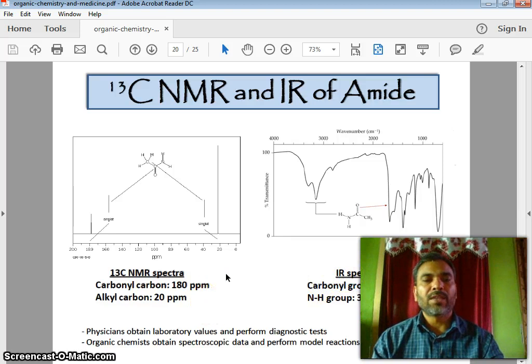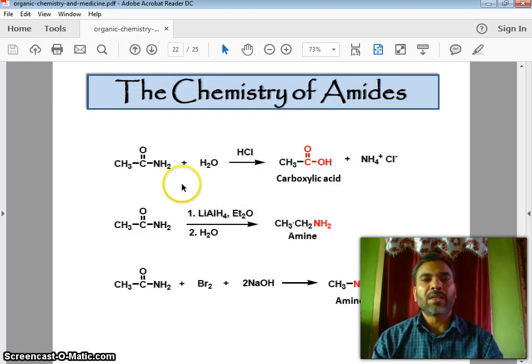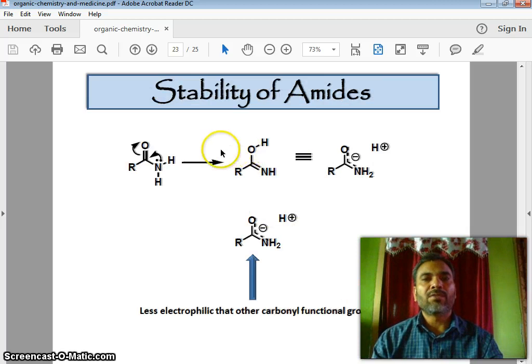The physician obtains laboratory values and performs diagnostic tests. The organic chemist obtains spectroscopic data and performs model reactions. Then chemistry of amide: what compounds can we make from the amide functional group? If you have amide, then make the carboxylic acid. If you have amide, then make the amine. So stability of amide, you just see it, how it exists in this form, less electrophilic than other carbonyl functional groups.